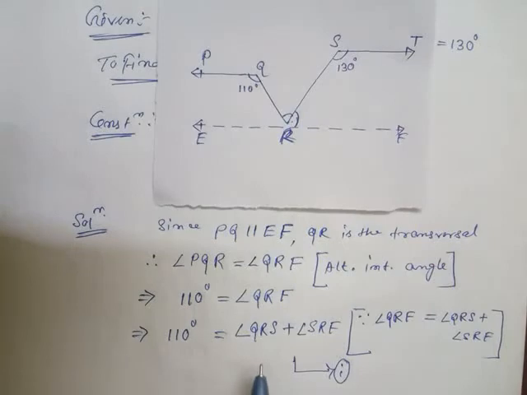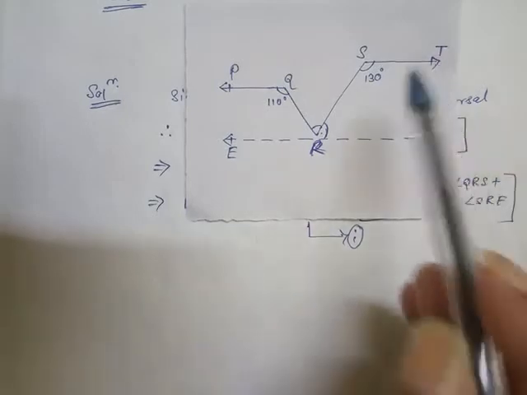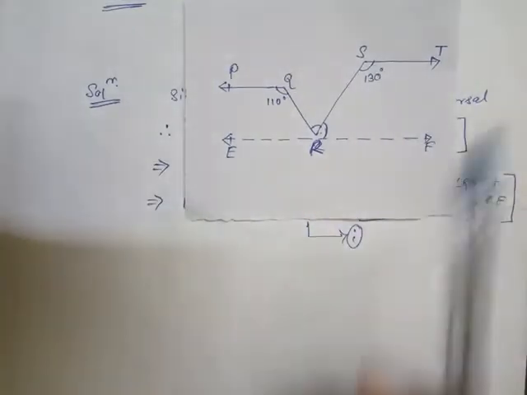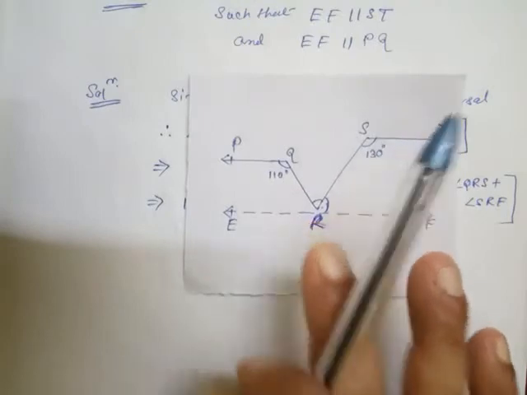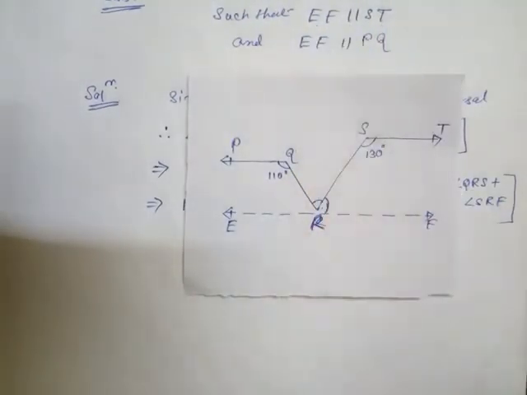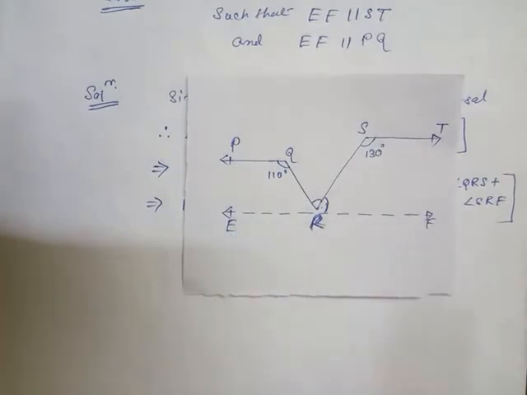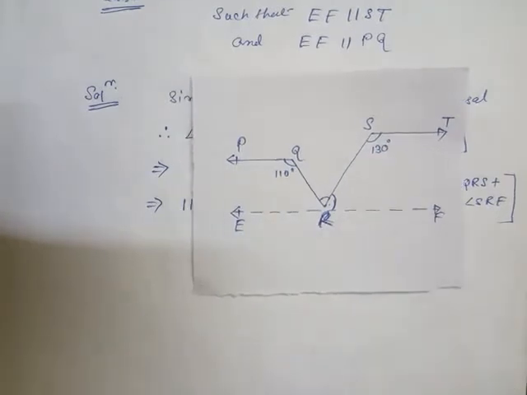So if we need to find out the angle QRS, first of all we need to find out that SRF. Now student, for the second part, look, ST is parallel to RF. It is also given in the construction part. ST parallel to EF, or if I write ST parallel to RF, is also correct.